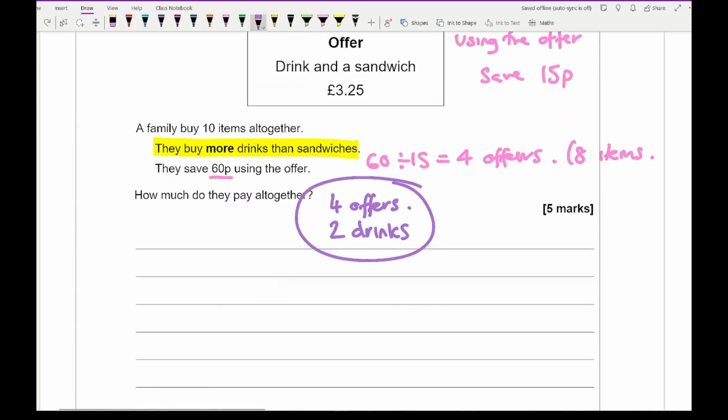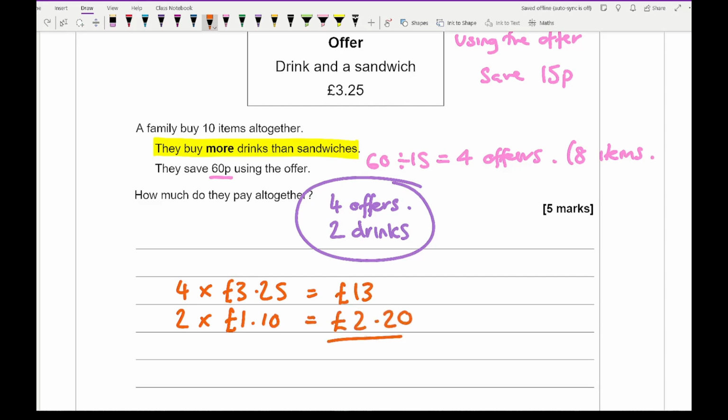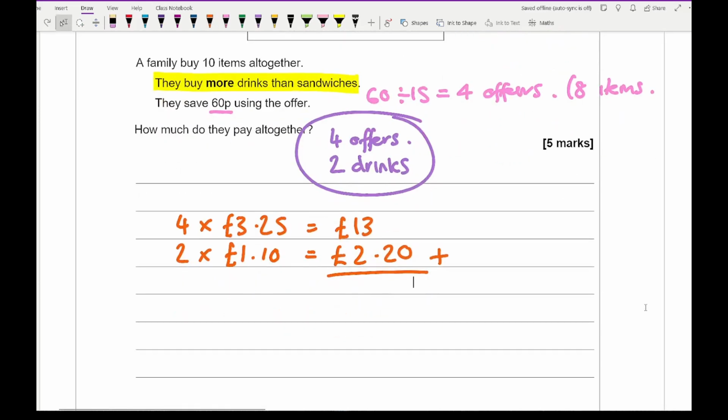So if we calculate that, 4 offers is going to be 4 lots of £3.25, and we've got 2 drinks priced at £1.10. Then all I need to do is total them up. So 4 offers is going to come up to a total of £13, and 2 drinks is going to be £2.20. So all that's left for me to do is add those two amounts together, and I get an answer of £15.20.